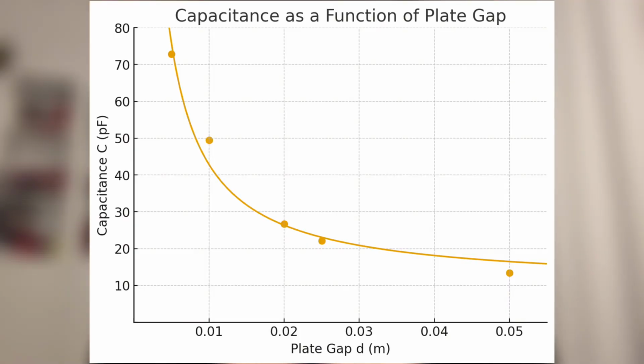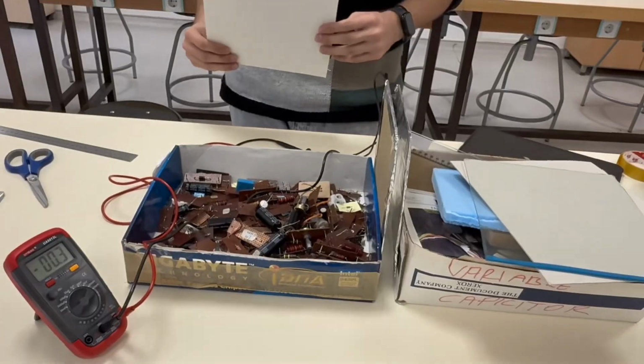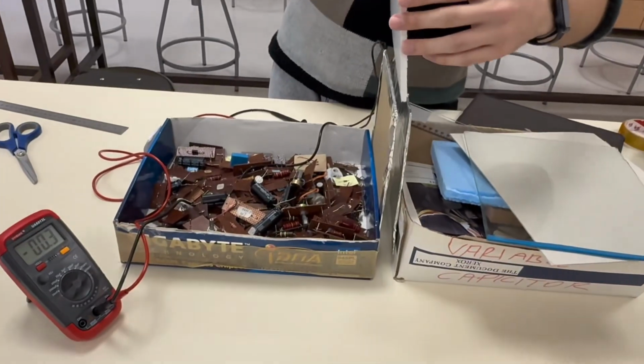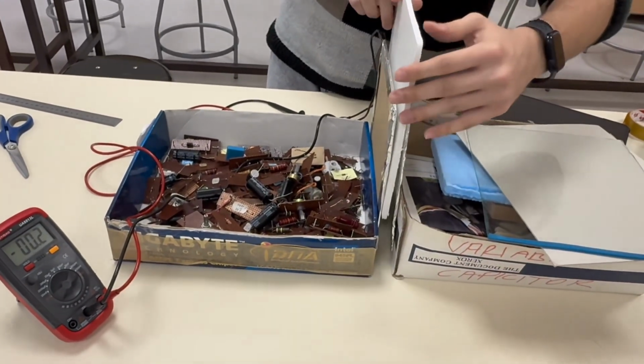In plot 2, I drew the graph for various plate separations. The plot shows that the capacitance value is inversely proportional to the plate gap. For part B, I investigated how different dielectric materials affect the capacitance. I placed the aluminum plates and, using different dielectric materials, I measured the capacitance value.